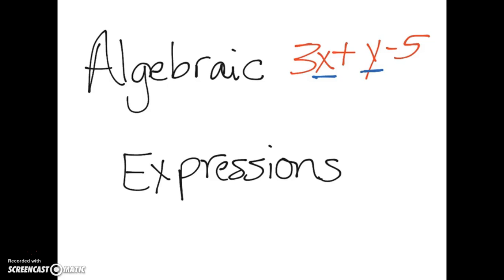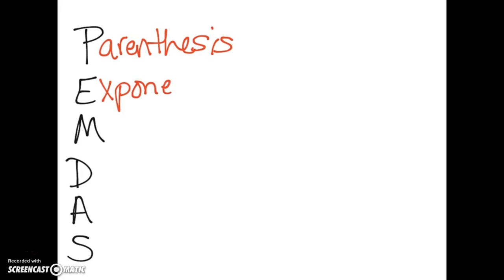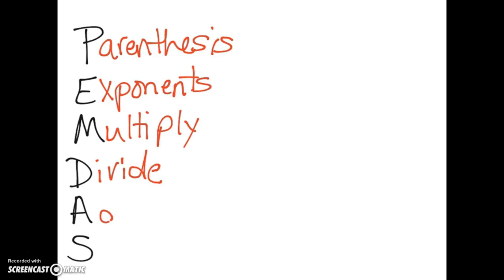The first thing is going to be order of operations. You probably learned your order of operations with some acronym. The most common one for our school is PEMDAS. Remember that P stands for parentheses. E is for exponents. M is for multiply. D is for divide. A is for add, and S is for subtract.